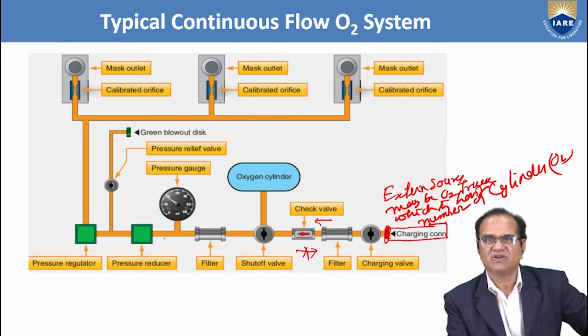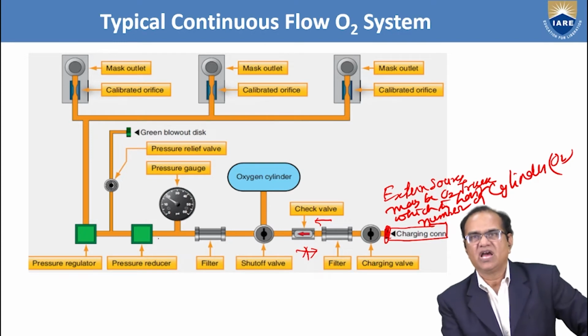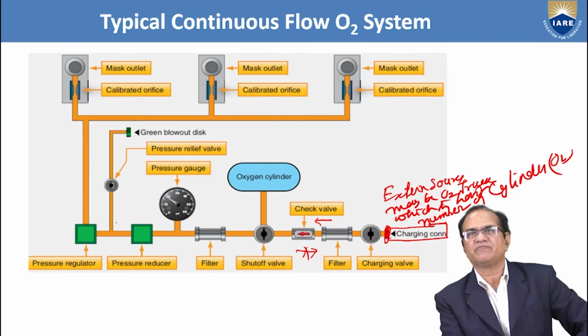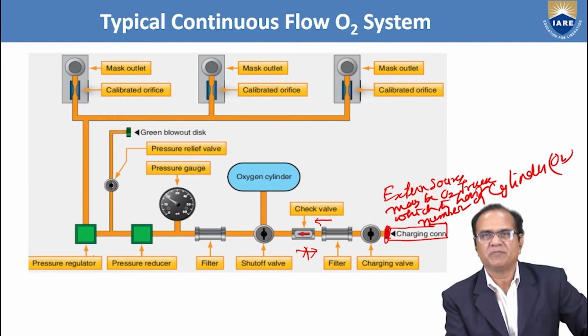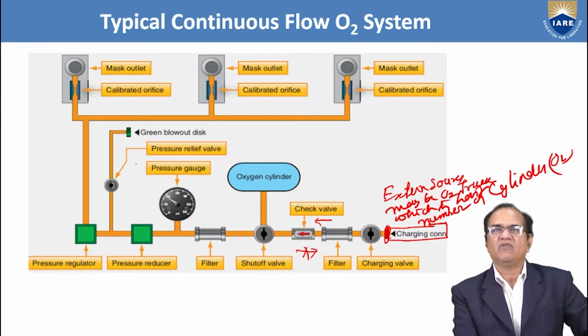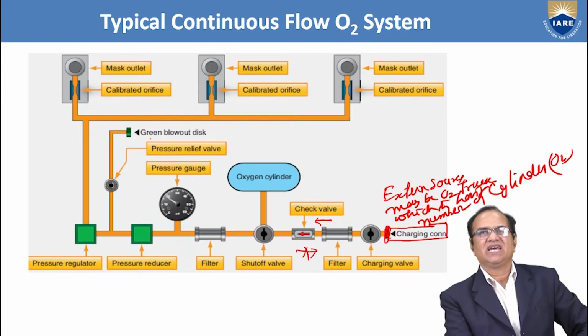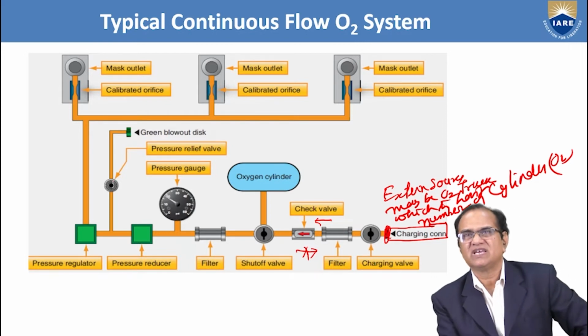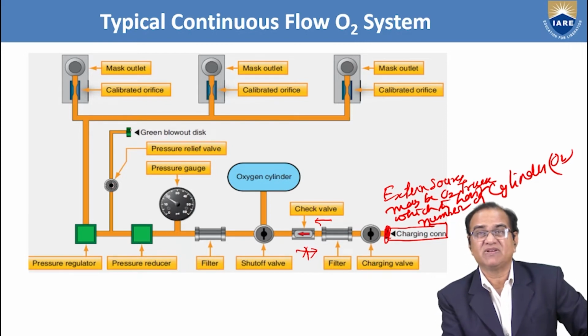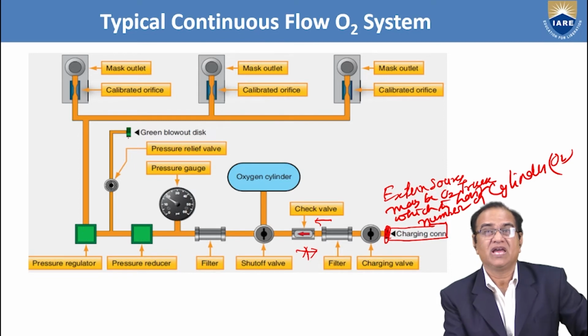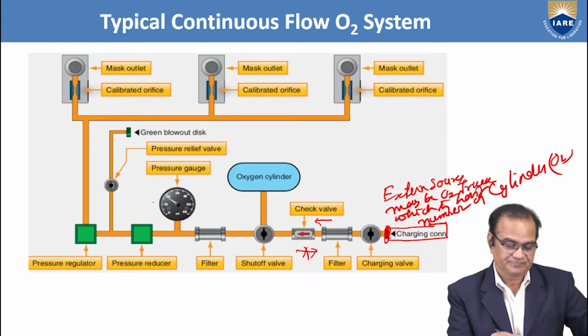From the filter, it goes to the pressure gauge. From the pressure gauge, it goes to the pressure reducer, and from the pressure reducer, it goes to the pressure relief valve. If the pressure in the regulator is more than required, it will be relieved and blown off. Here is the green blowout disc, and it shows if the pressure is relieved, as a red disc will appear. Normally it is green, but when it is relieved, a red color is shown.